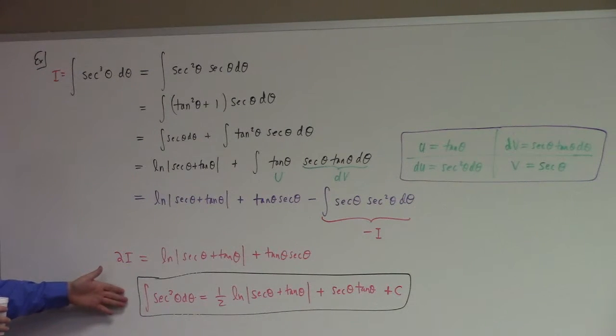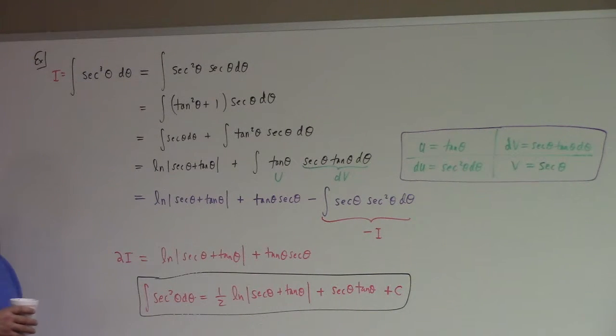Integral of secant cubed is 1/2 the natural log of the absolute value of secant plus tangent plus secant tangent plus a constant. I do not expect you to memorize this. However, I think if I was to challenge you on the test to do something like integral of cosecant cubed theta, you might have a shot at it now. I still think it's a difficult problem. Any questions about the integral of secant cubed?